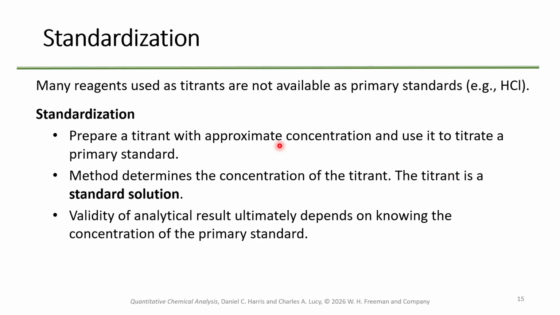Then you use that to titrate a primary standard that's been dried, and you know the mass of it. That's why we measure that on an analytical balance, so we can get more significant figures. Then the method would determine the concentration of your titrant. The titrant is going to be your standard solution. The validity of the analytical result is ultimately going to depend on knowing the concentration of your primary standard. Your primary standard will set the concentration of your standardized solution, which should typically be something like an HCl, like you all used. Is that making sense so far?